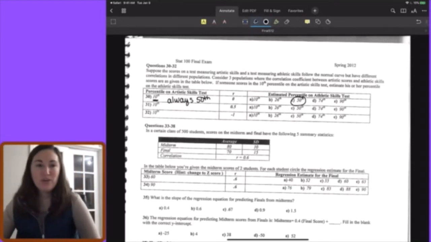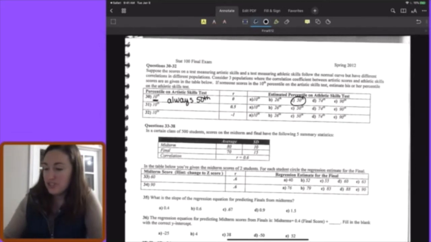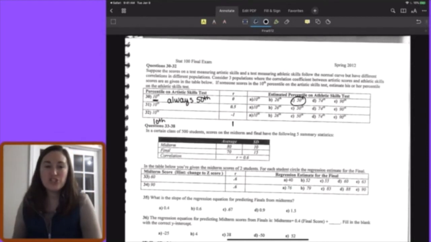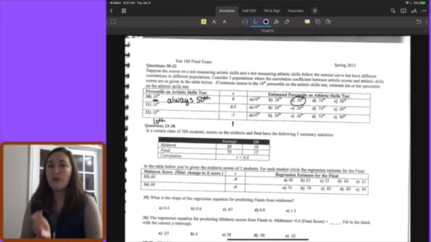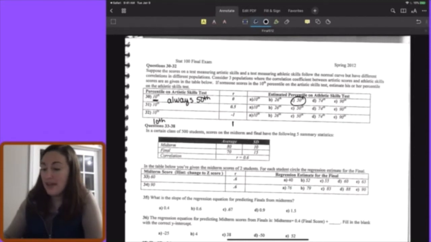0.5, I don't have a rule about it, but I know 0.5 is in between 0 and 1. And 1 and -1 are 2 special cases. So if, let's just say we're in the 10th percentile, and I'm going to say if R is 1, then what is our prediction? Just because then we can use that for 0.5. We know 0.5 is in between 0 and 1. So if R is 1, then that means we make a perfect prediction.